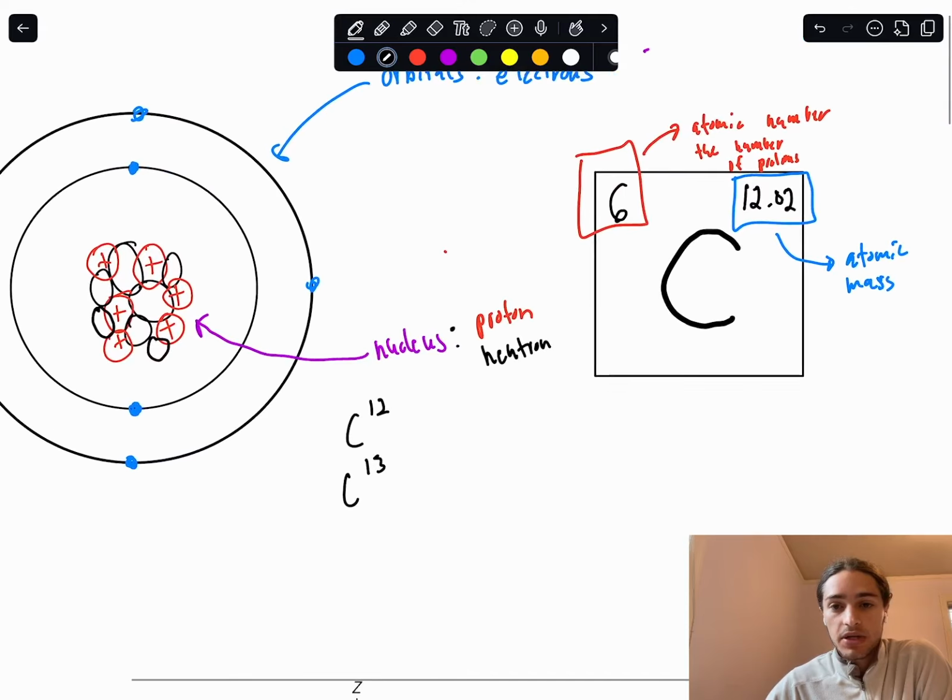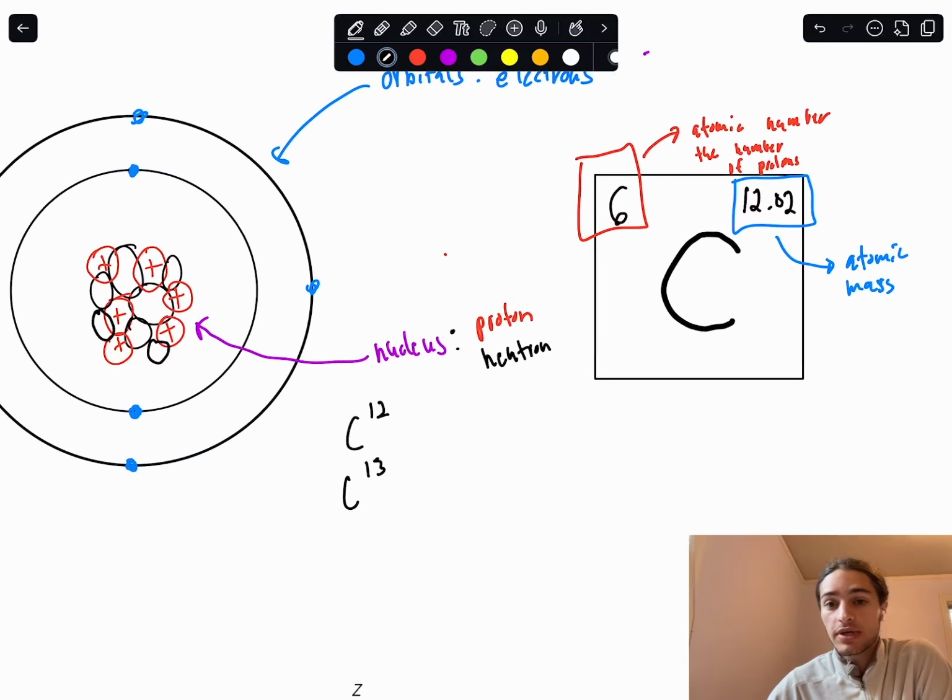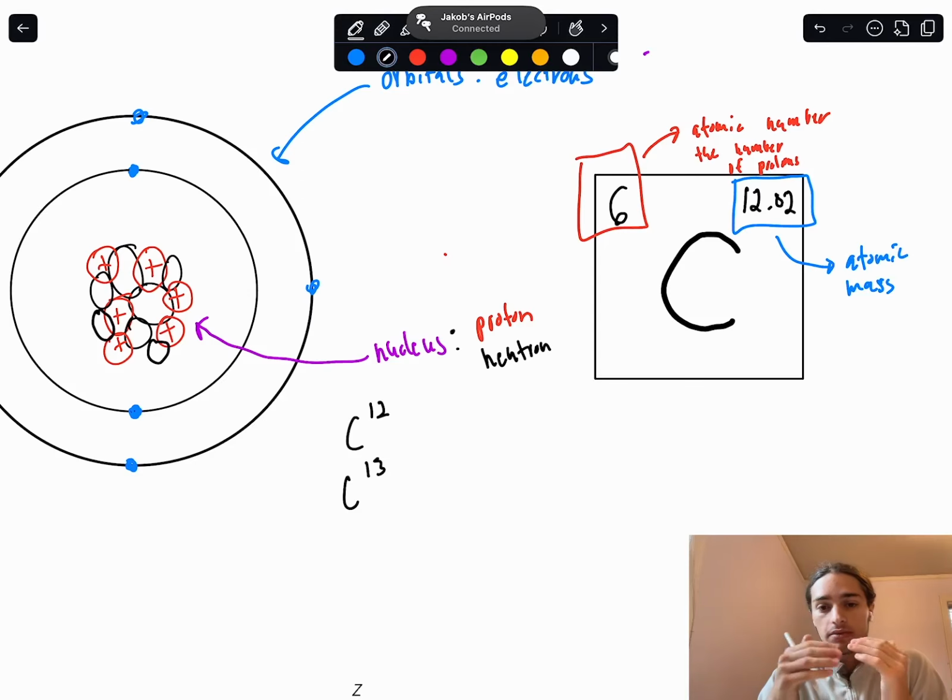And the reason on the periodic table that the atomic mass is 12.02 is because the vast majority of the carbon in the universe is carbon 12. But there's a small fraction of carbon 13. And so the atomic mass on the periodic table is the average of all the isotopes. So as far as I know, I think carbon only has 12 and 13. There might be 14, but many other elements have many more isotopes. Some have like dozens, and their atomic mass is basically the average of all of those isotopes.